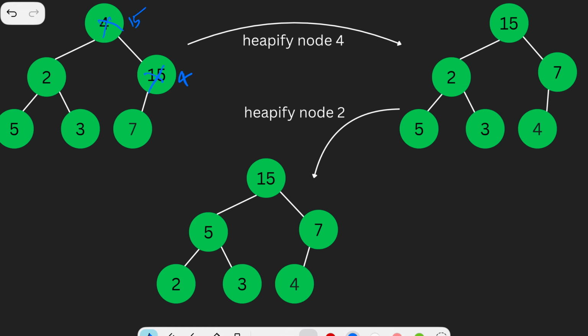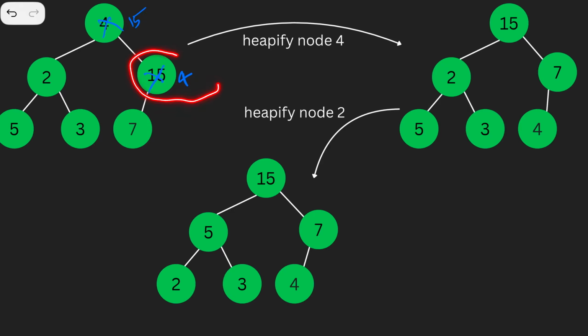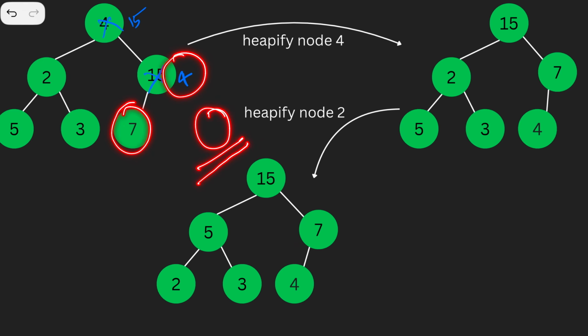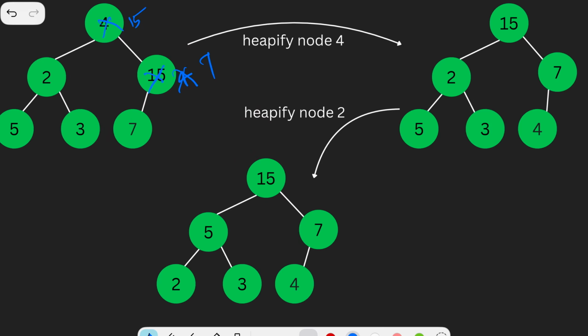But after the swap, we need to heapify this element again. Why? This 4 might not be the largest among its descendants. So we need to heapify this 4 again. So we compute the largest among the current node, the left and the right. Well, there is nothing to the right, so we can say this is a very small number. Here in this case, it is the left node. So we swap. Now we will have 7 here and we will have 4 here.